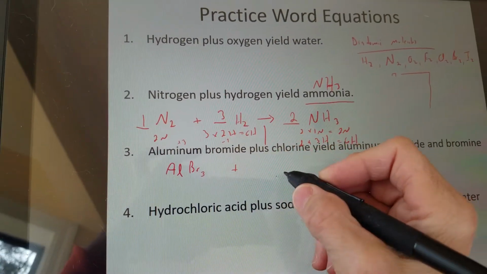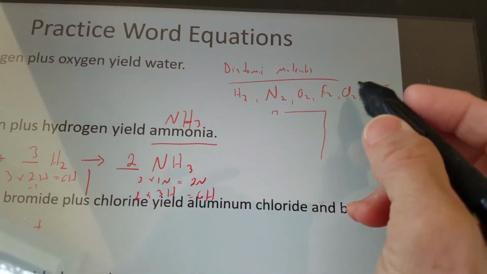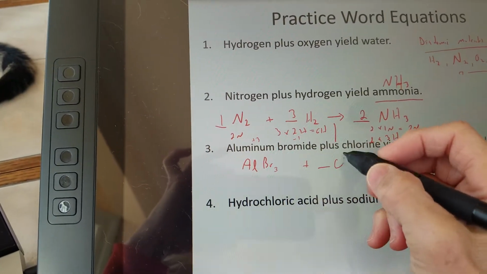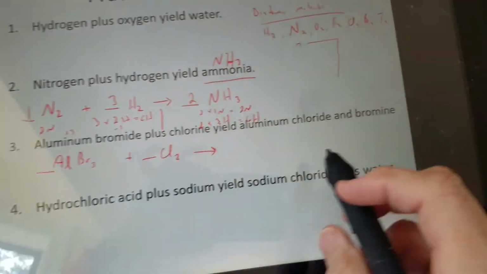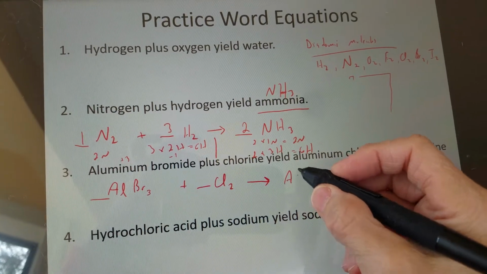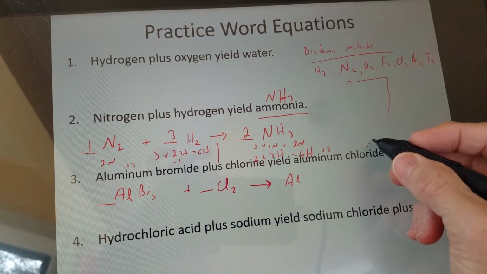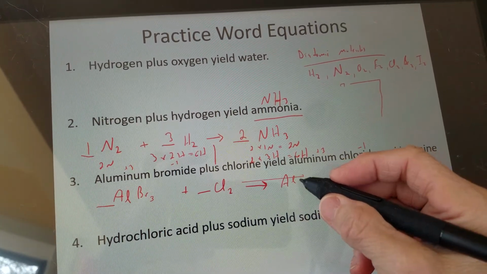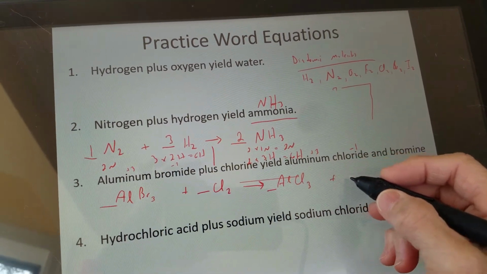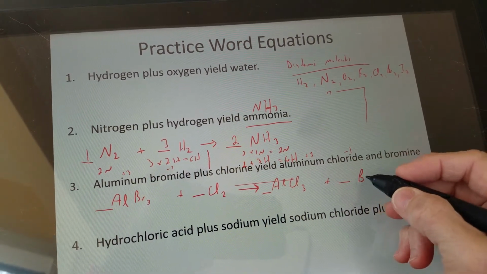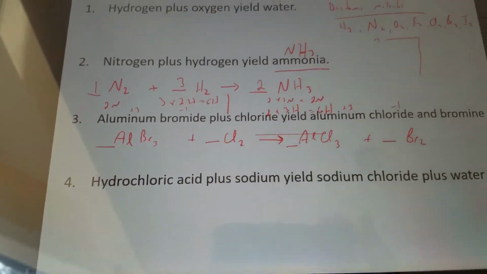Then I'm adding it to chlorine. Since chlorine's by itself, it's going to be one of these that's up here, this diatomic, so it's going to be a Cl2. And it says yield, so that's where our arrow goes. And then we have aluminum, again, that has a +3 charge. Chloride is chlorine, so it's in the group 7A also, so that's a -1. So this would have a 3. And then we add on our bromine. Bromine by itself, again, is diatomic. So this would be our initial setup for this particular equation.